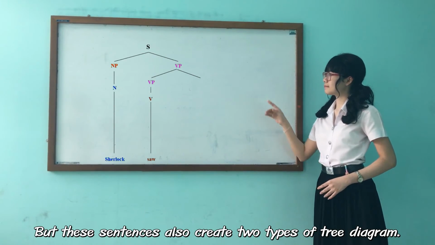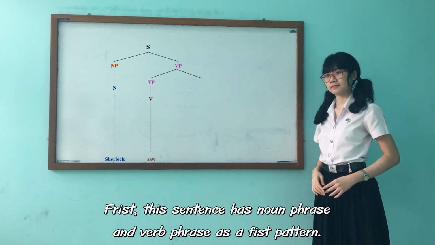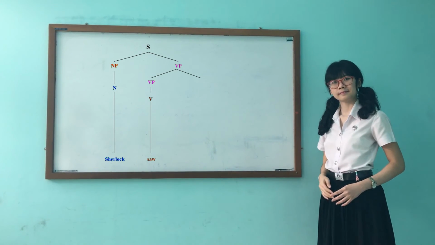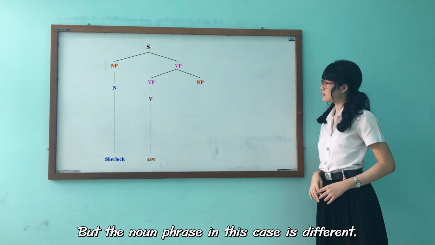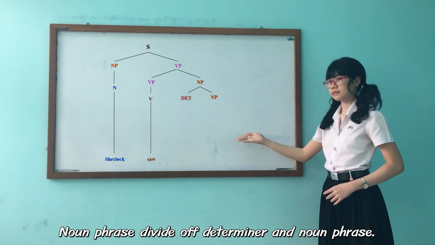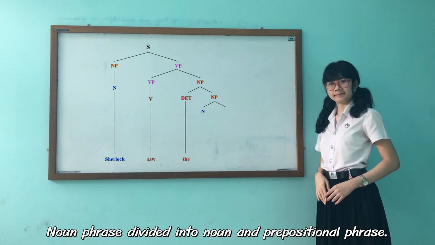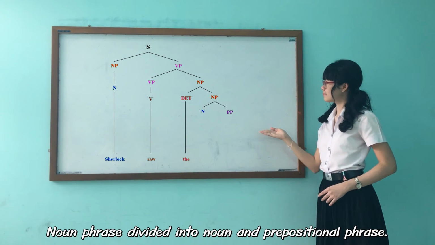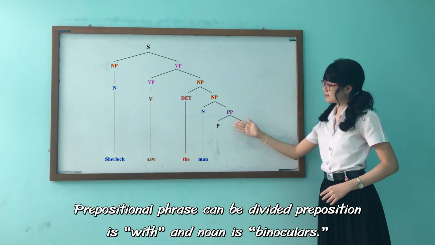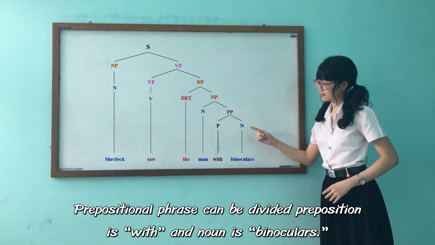But this sentence also creates two types of tree diagram. First, this sentence has noun phrase and verb phrase as a first pattern. But the noun phrase in this case is different. Noun phrase divided into determiner and noun phrase. Determiner is the, and the noun phrase divided into noun and prepositional phrase. Noun is man. Prepositional phrase can be divided: preposition is with, and noun is binoculars.